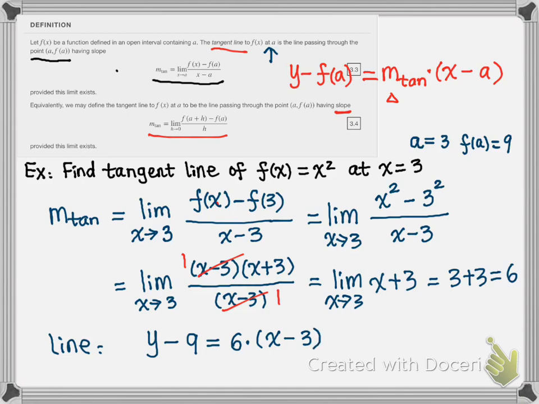So we can leave it like this, or we can change it to the slope-intercept form, but it's not necessary. Okay, if you leave it this way, it's very easy to see what is a point and what is a slope.